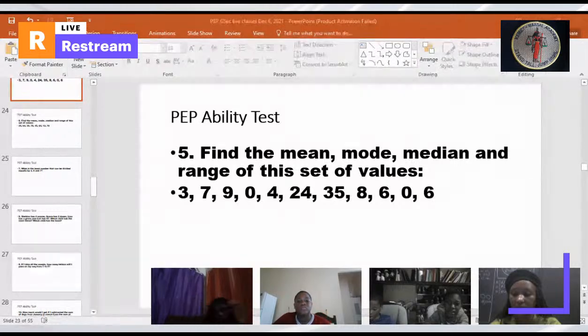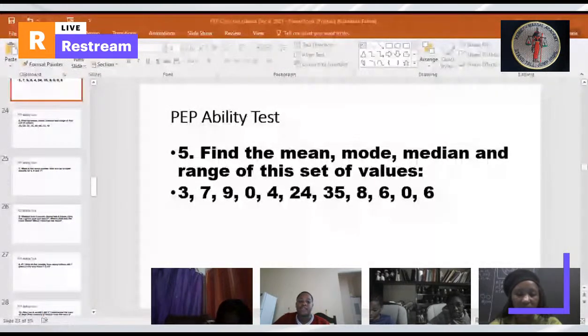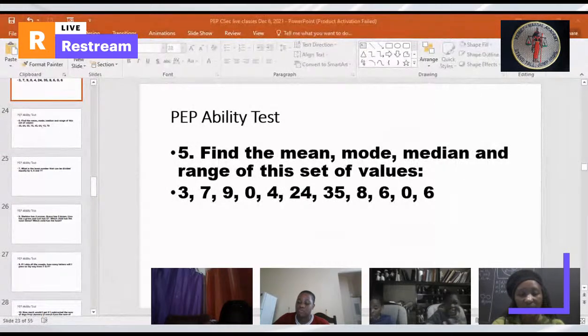So put them in order, smallest to greatest, and then the one that falls in the middle. It's an odd amount of numbers, so one number should fall in the middle. When it's an even amount, two numbers fall in the middle, and we have to add them and divide by 2. So what's the median here?